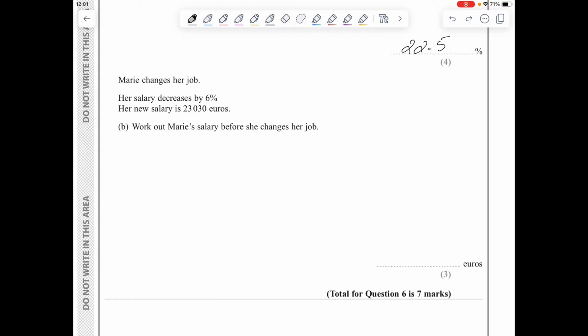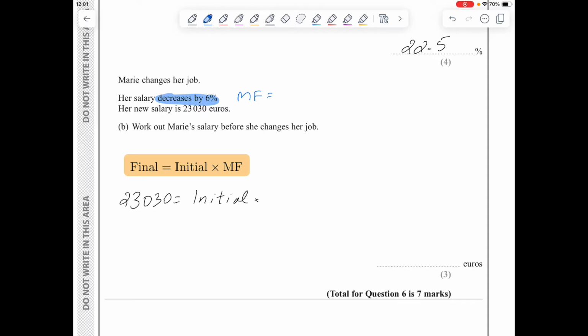For part B, I'll use the following formula. Now my final value, the new value, is equal to 23,030. I'm trying to find the initial one times the multiplying factor, and to find this one, let's note that I have a decrease of 6%. Therefore, my multiplying factor is 94 out of 100. That was a decrease from 100 to 94. As a decimal, this is 0.94. So this is what I need to multiply the initial one by to get the final.